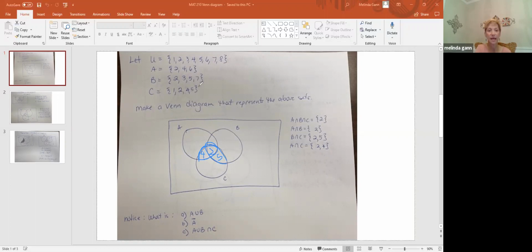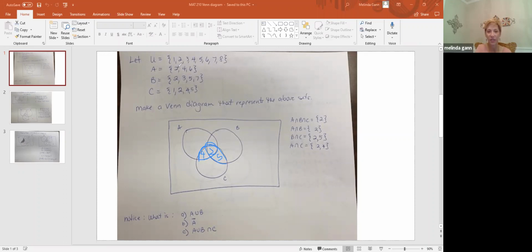B and C both have a 2 and a 5. So sure enough, where B and C overlap, there's a 2 and there's a 5. And then where A and C overlap, there should be a 2 and a 4. So sure enough, there's a 2 and a 4 where A and C overlap. Okay, after you've done the triple and the doubles, then go do the singles.